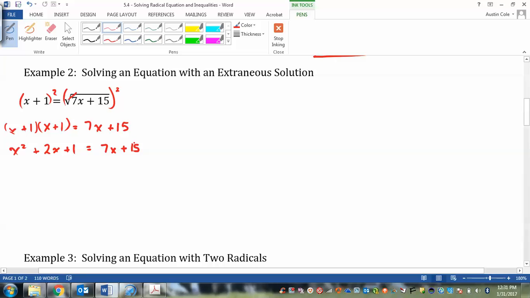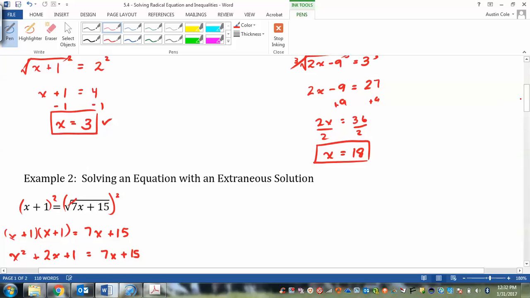Now, anytime you have x's and x squareds, what do we need to do? Autumn? Any ideas? Guys, if I go back up here, I never had any x squareds, so I can just get all my x's on one side, all my numbers on the other. But as soon as I have x squareds and x's, everything needs to be on the same side and set equal to 0. Right, Sam? Yeah, set equal to 0.